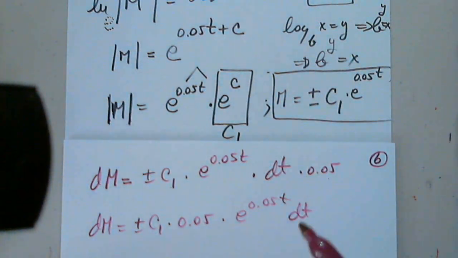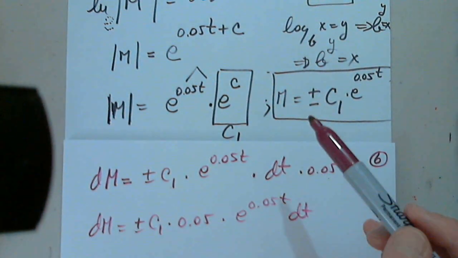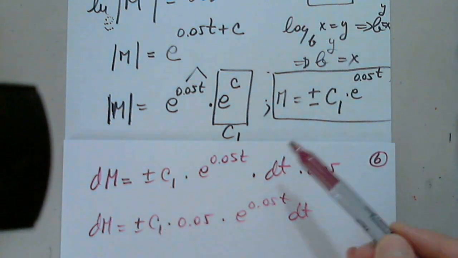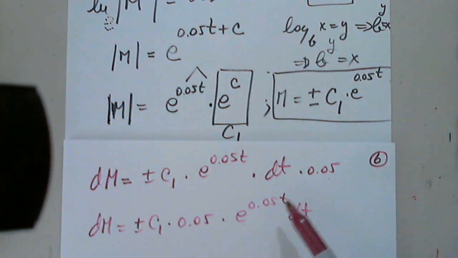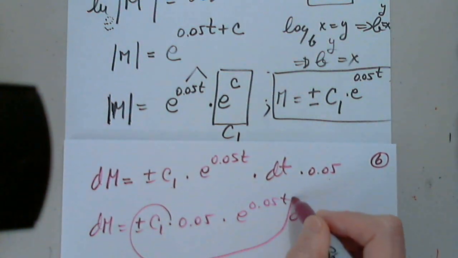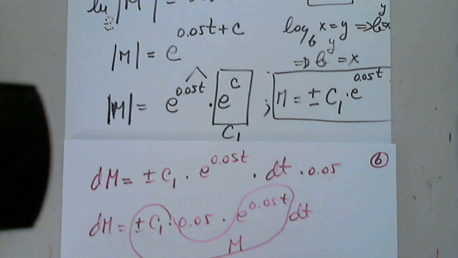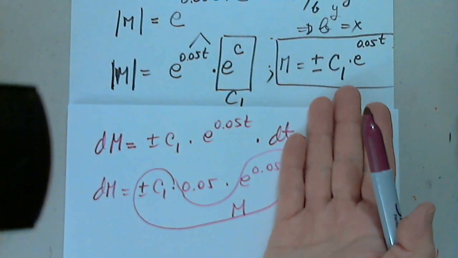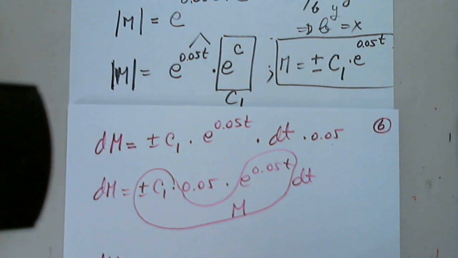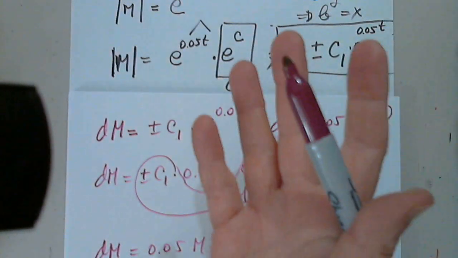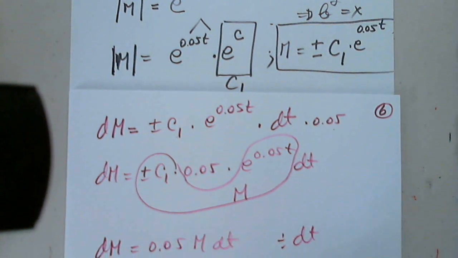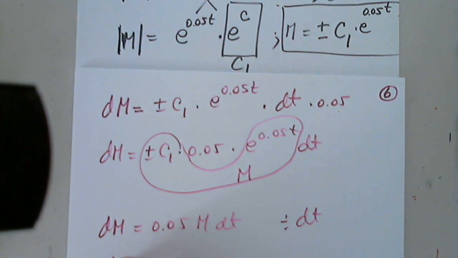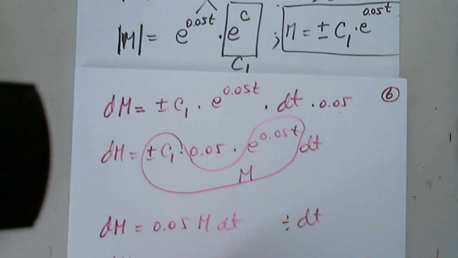Now all we need to do is realize that plus or minus c1 e to 0.05 t, this piece, is m. We already have it here. So then dm equals 0.05 m dt. To go back to the original, we just divide both sides by dt. So we had dm over dt equals 0.05 m, and this is what we started with.